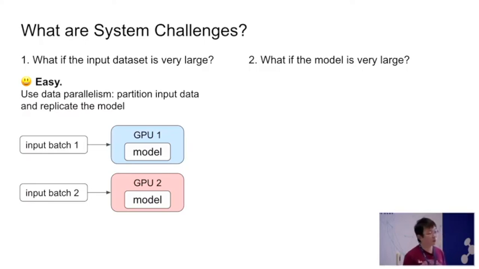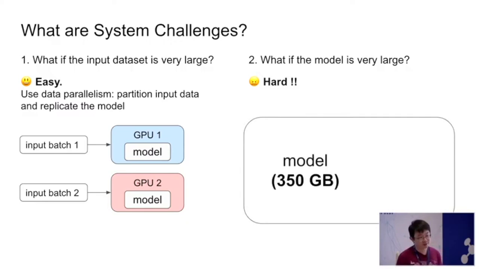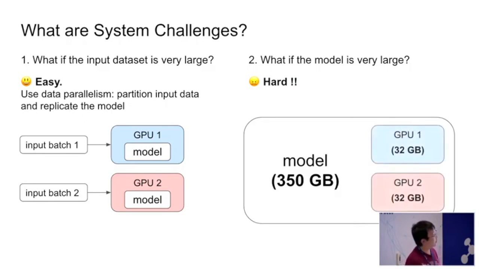And the second problem, however, is much harder. If the model is very large, the size of the model can be much larger than the device memory capacity. As shown in this figure, we need at least dozens of GPUs to hold the model, right? So we cannot afford to replicate this model anymore, like we did for data parallelism. Needless to say, we also have to store a lot of intermediate results. So we also have to partition the model.